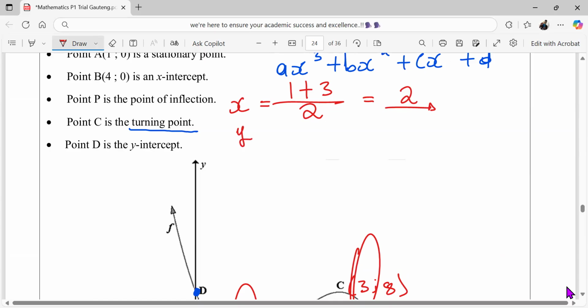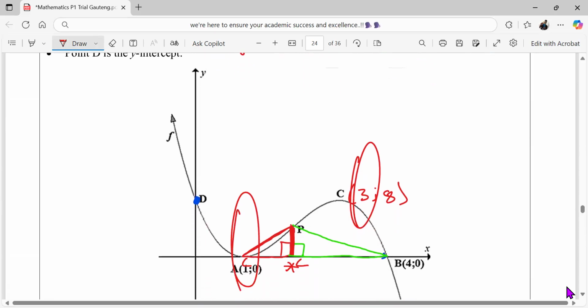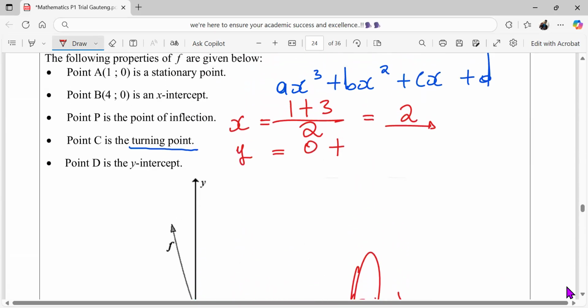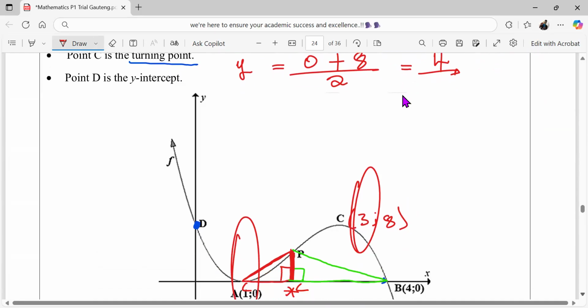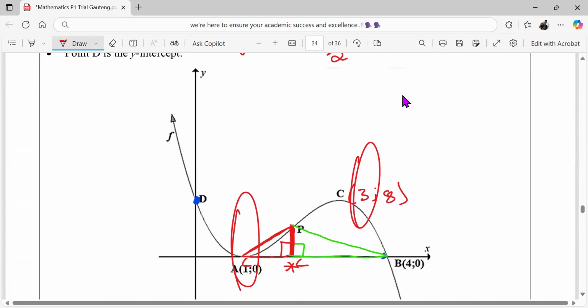What about the y value? It's the same thing. It's the midpoint of the turning points. So the y value of the first turning point is 0. And the y value of the second turning point is 8. And of course, dividing this by that, we get a 4. So this means the coordinates of the point P are 2 and 4. Please show those workings. Okay, fine.